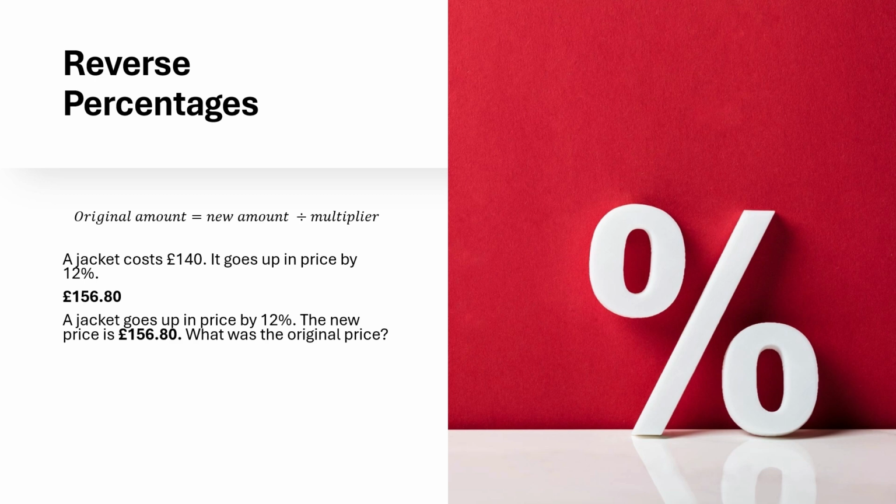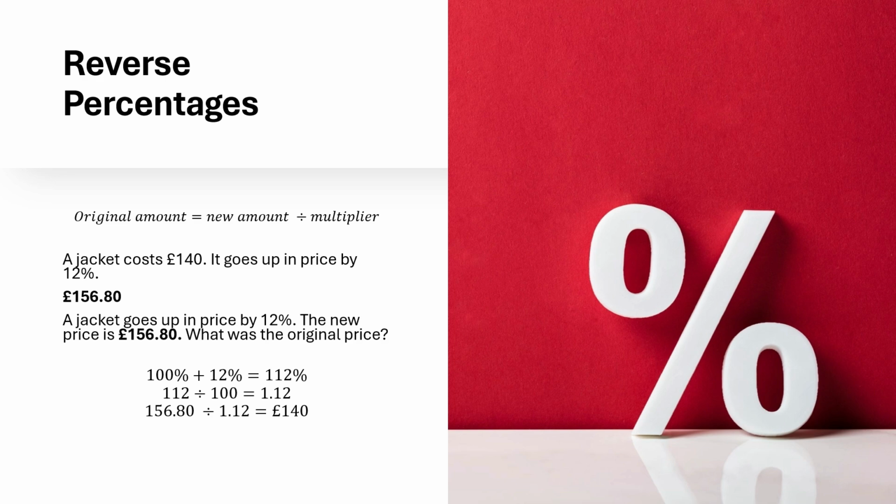Find the multiplier. As the price has gone up, add 12% to 100% to get 112%. Convert to decimal. 112 divided by 100 is equal to 1.12. Calculate the original price. 156.80 divided by 1.12 equals £140. So, the original price is £140.